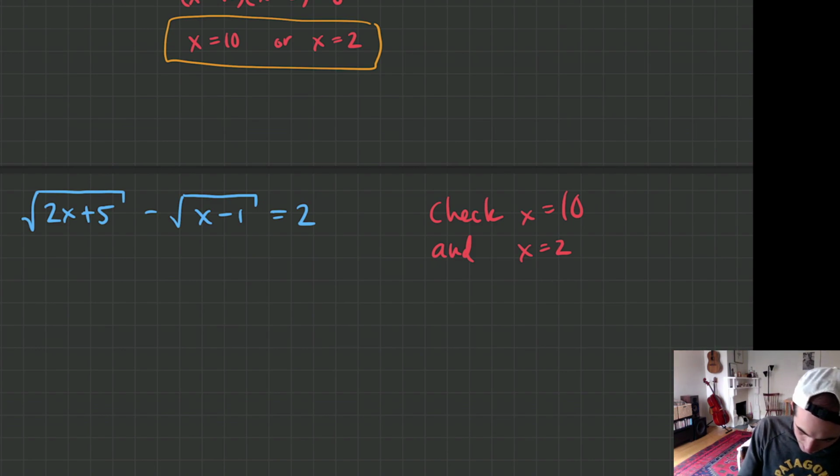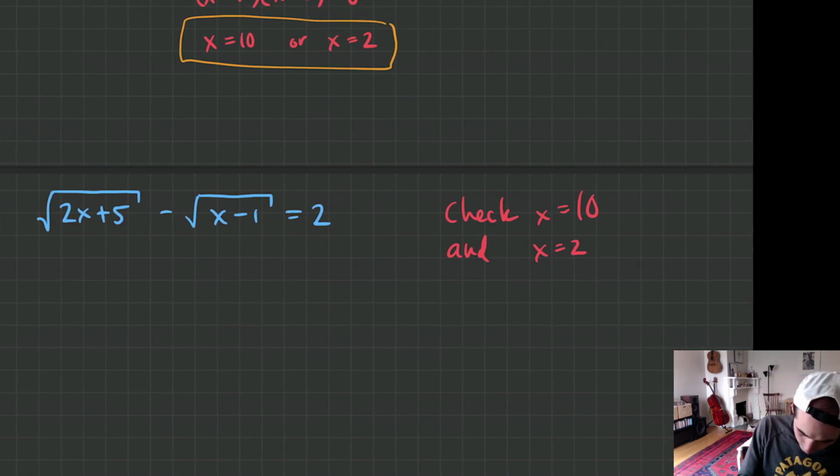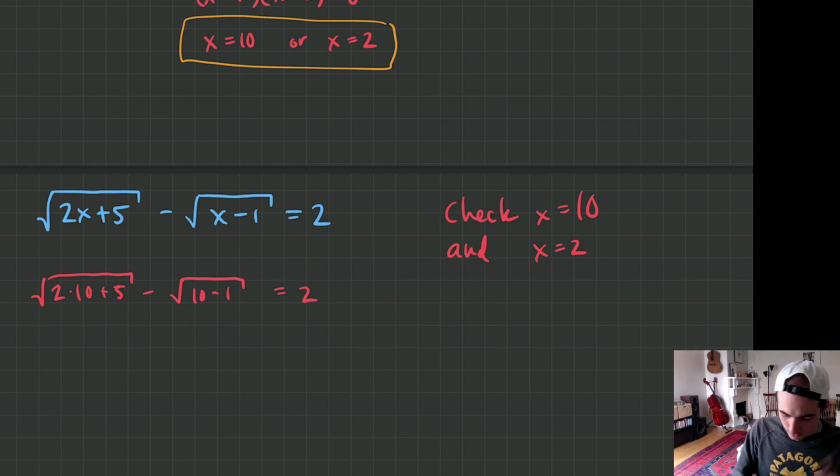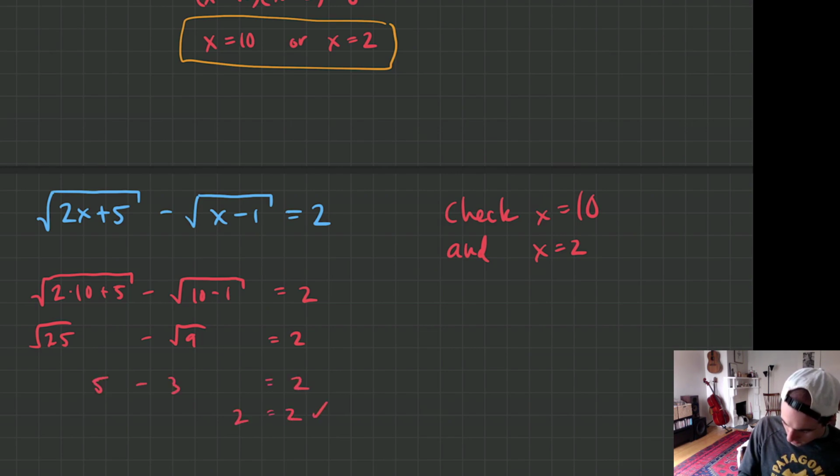Okay, so let's check our answers. So let's check x equals 10. If x equals 10, we've got the square root of 2 times 10 plus 5 minus the square root of 10 minus 1 equals 2. So this is going to be the square root of 25 minus the square root of 9 equals 2. So 5 minus 3 equals 2. Yeah, 2 equals 2, works.